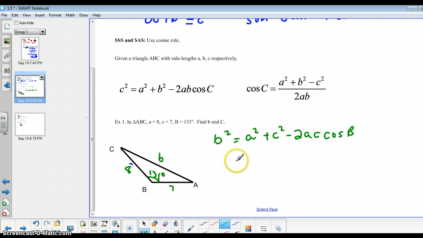This formula is so complicated, it's a good idea to write that all out just to make sure you substitute everything in. So our side length A is 8, so I'm going to go ahead and do 8 squared, which would be 64. Our side length C is 7, so I'm going to go ahead and do 7 squared, which would be 49. And then this part I'm going to go ahead and plug in. So 2 times our A again is 8, and our C again is 7, and then cosine of 131.